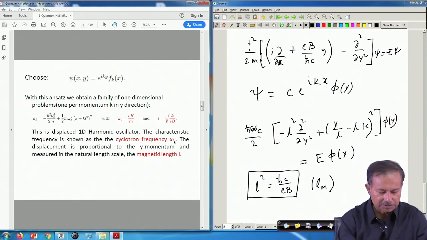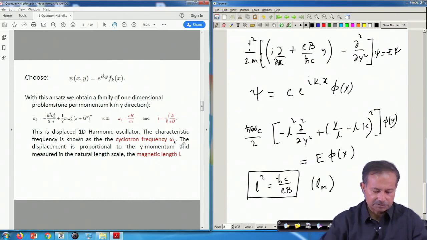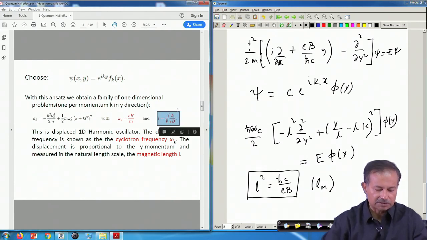Here also you can see that c has been taken to be 1 in this calculation, but as you can see the result does not change in whichever gauge you work in, and the length is h cross c by e B. This is the magnetic length.